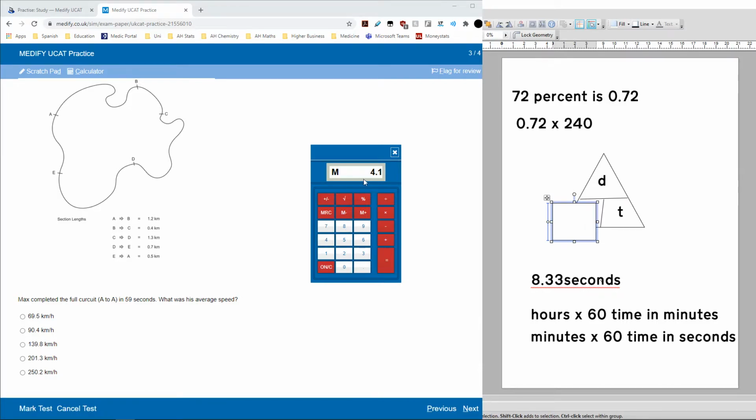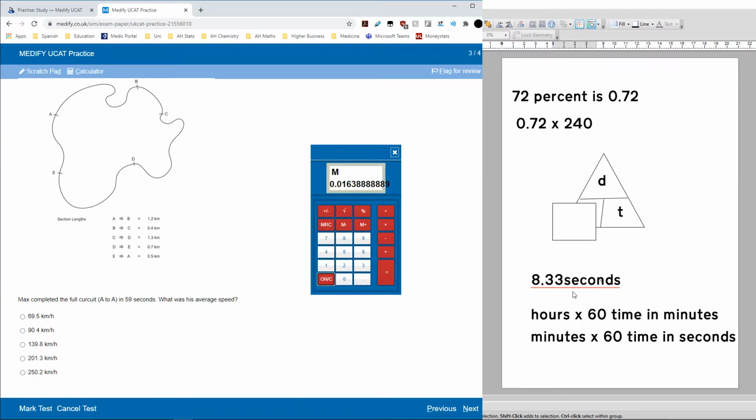Now, because that's in kilometers, we need to work out the kilometers per hour. So we have to turn the time into hours, which is 59. And then instead of timesing it by 60, we'd have to divide it by 60 this time. So that gives us this. Now, distance divided by time, that's what we do. Oh, wait, one sec. The thing about this calculator is you've got to do it in a really tricky way.